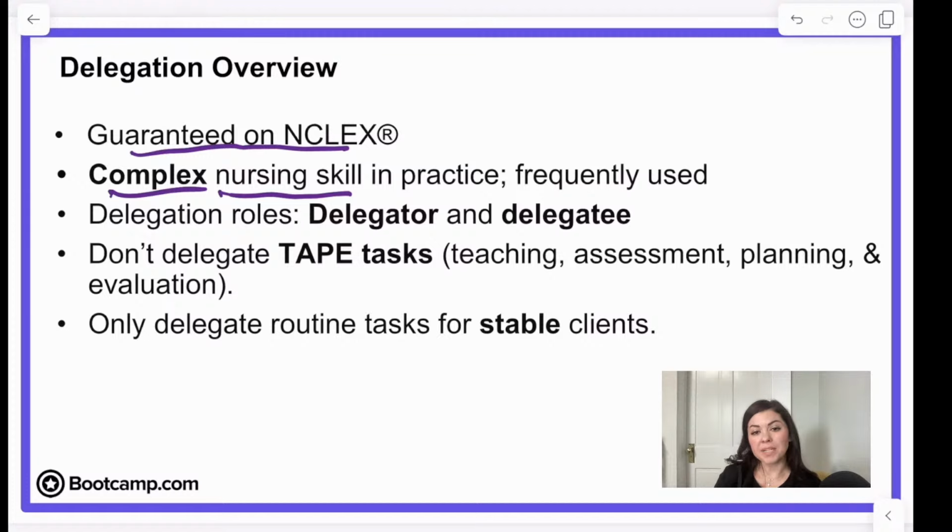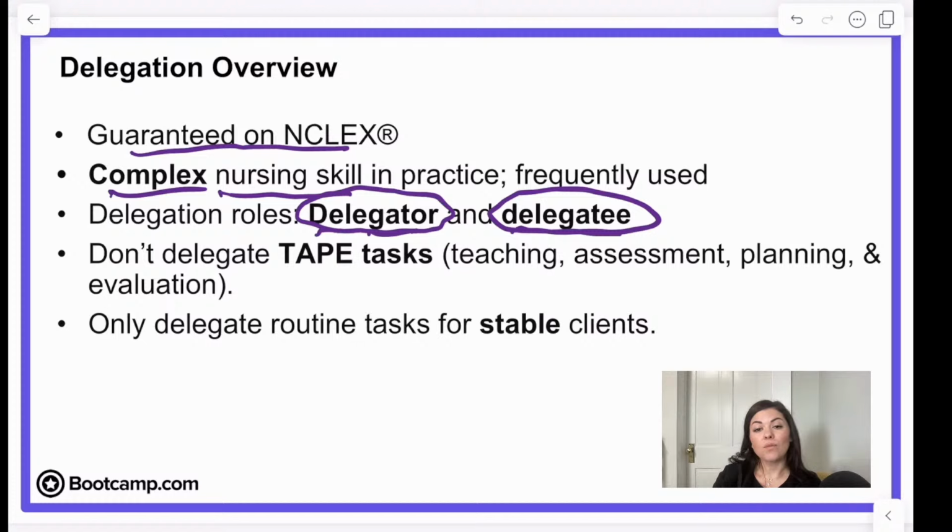So before I jump into the resources and the questions, I want to briefly just clarify the difference between delegator and delegatee so that the rest of the webinar makes sense. Delegator is just the nurse that is asking somebody to perform a task. So that's the delegator, it's the nurse. And then the delegatee is the individual that is responsible for completing that task.